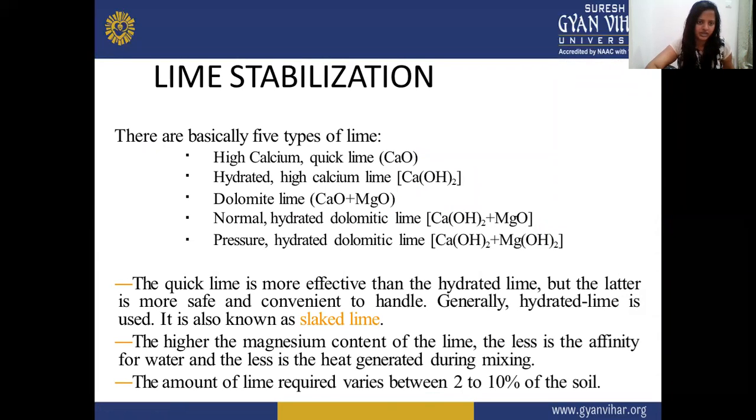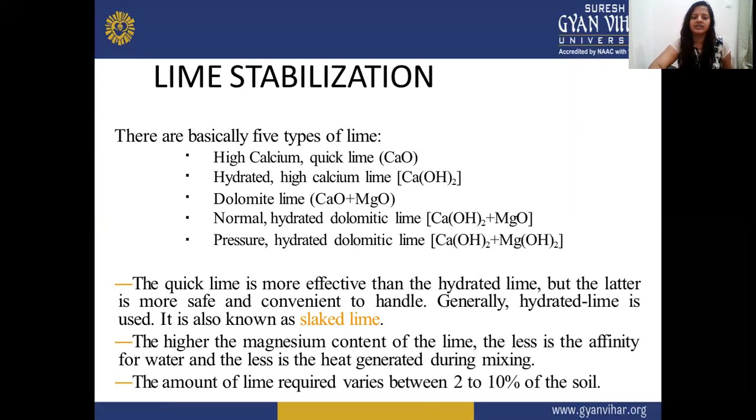Let us talk about lime stabilization. There are basically five types of lime: high calcium quick lime, hydrated high calcium lime, dolomite lime, normal hydrated dolomite lime, and pressure hydrated dolomite lime. Quick lime is more effective than hydrated lime, but the latter is safer and more convenient to handle. Generally, hydrated lime, known as slaked lime, is used.